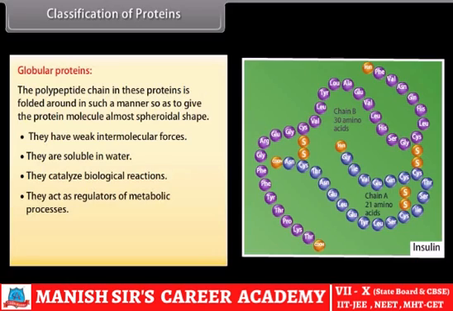They act as regulators of metabolic processes. For example, maintaining blood sugar level. They act as antibodies and protect the body from diseases.